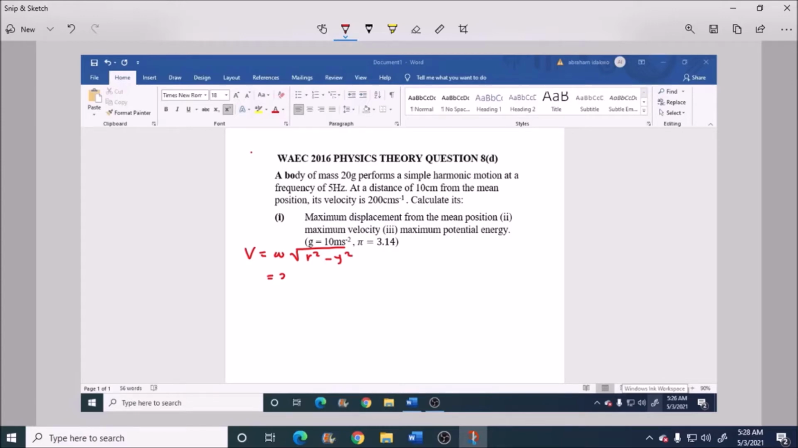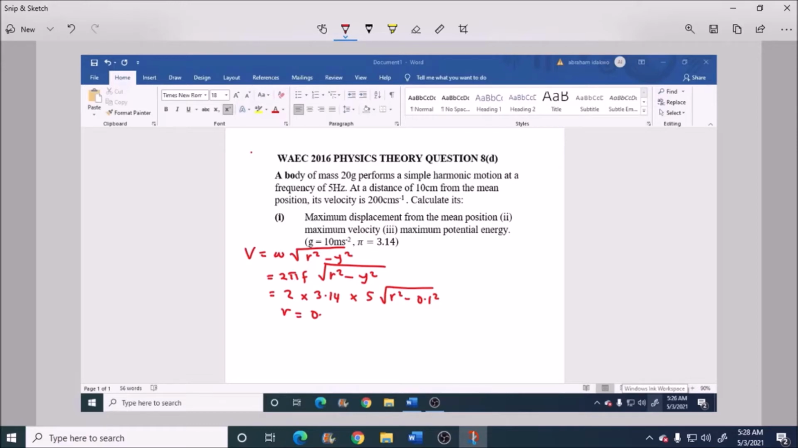Okay, now this is 2 times 3.14, which is given in the question, times frequency which is 5, and then the root of r squared minus 0.1 squared, that is the distance. Okay, so r, if you calculate that, will give you 0.12 meter. Okay, so that's the first one. We have calculated the maximum displacement.